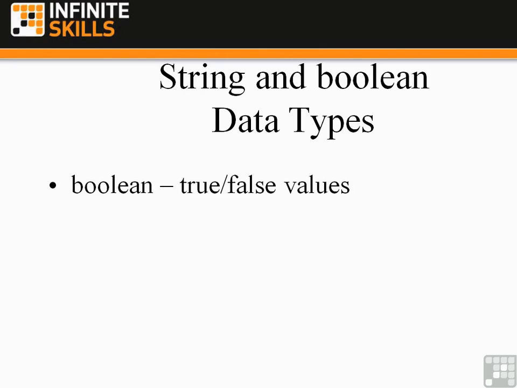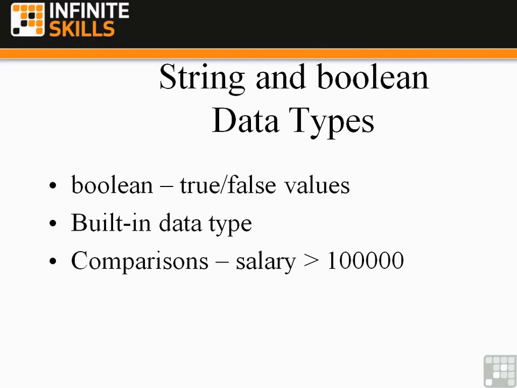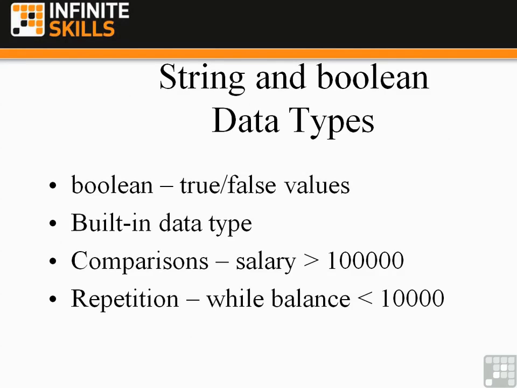After the string, the next commonly used data type is the Boolean data type. A Boolean data type is either a true or false value. Boolean, unlike string, is a built-in data type, although there is a Boolean class that is used for some Boolean operations. Booleans are used in comparisons such as salary greater than 100,000, or in repetition, while the balance is less than 10,000, perform some task. And as we go through the course, you'll see lots of uses for Boolean data.